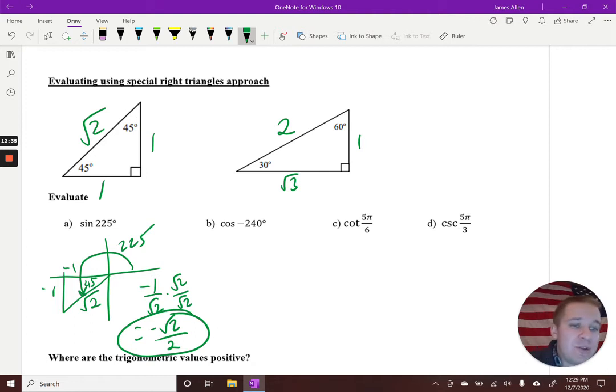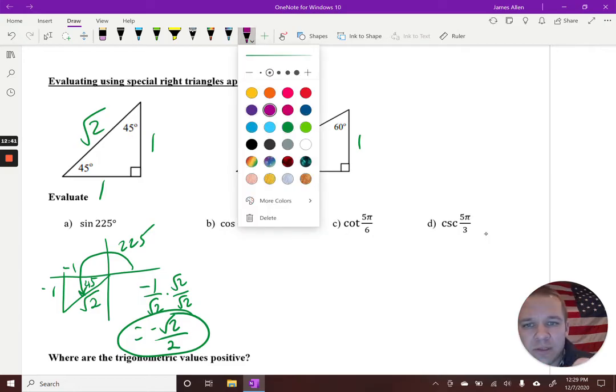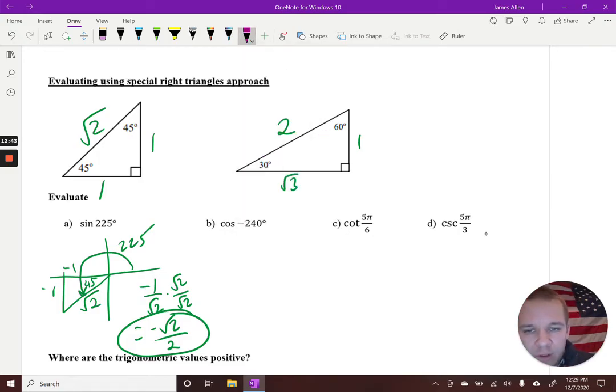Now, how about with -240? Well, -240 is going to go up into the second quadrant. I'll change colors here so we don't get them mixed up. So if I draw this in the second quadrant, so if I go -240, that's -180, so I'm going 60 past. So this is a 60 reference. Across from my 60 is my root 3. That's positive because it's going up. Hypotenuse is always positive. And then this side is going to be -1.